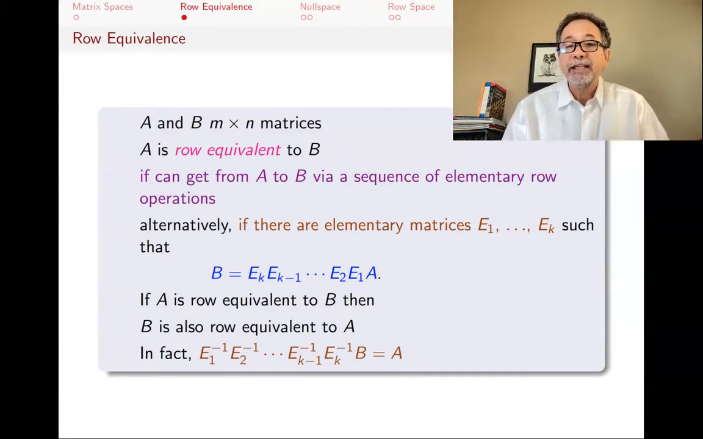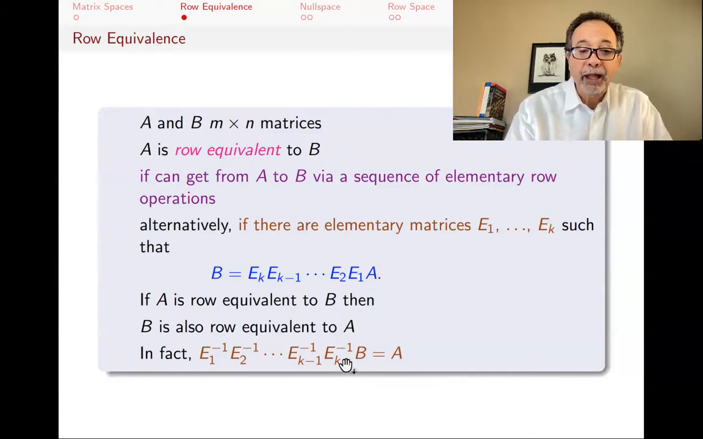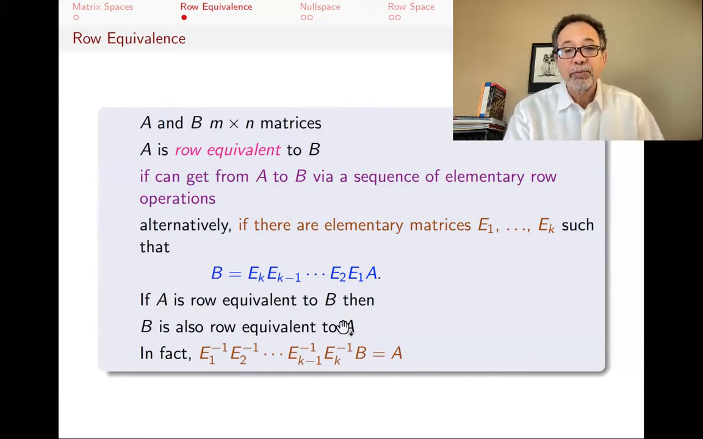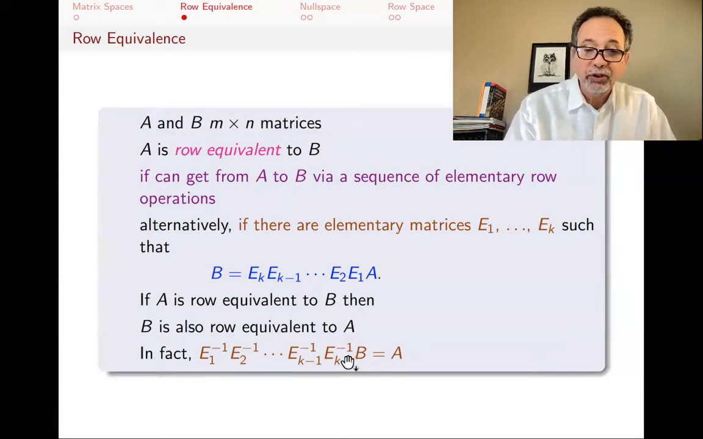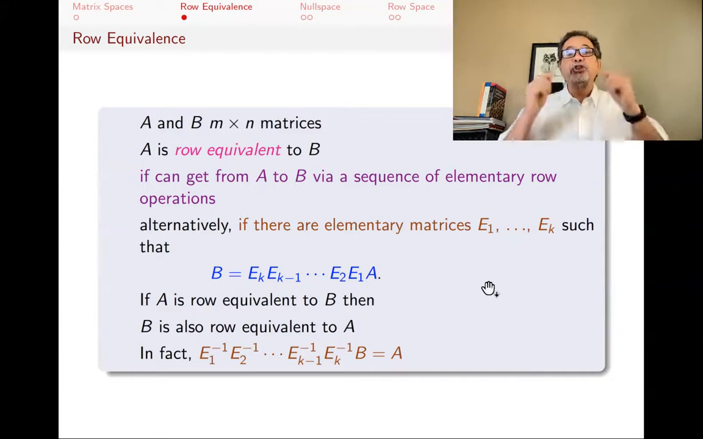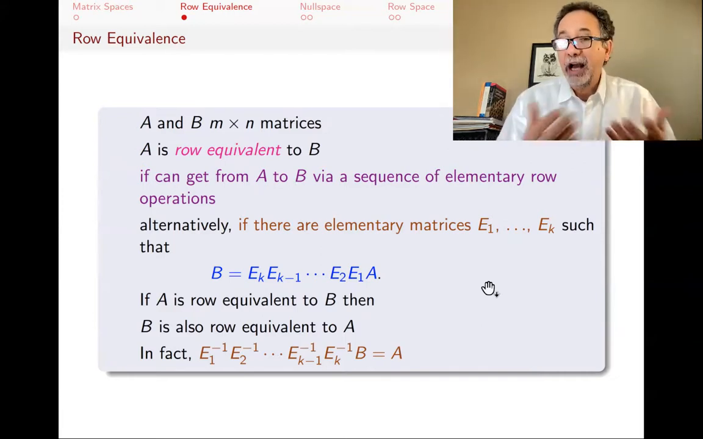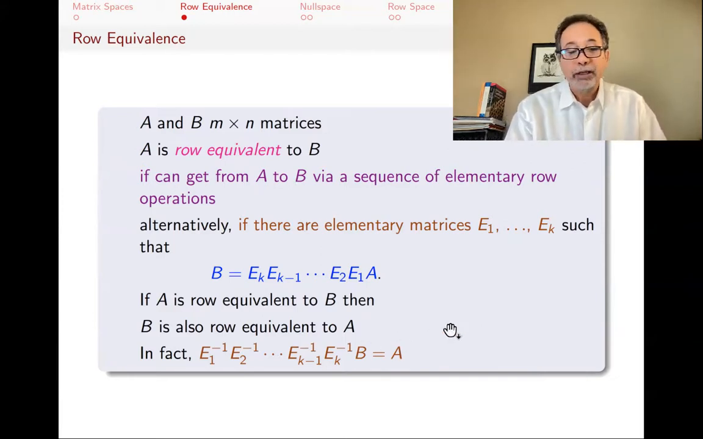Then you multiply by EK minus 1 inverse, EK minus 2 inverse, all the way till E1 inverse, and what you will get is that if you apply these elementary row operations, remember the inverse of an elementary matrix is an elementary matrix, then you get A. So you can start with B. And in fact, the undoing of the same row operations in the opposite direction goes from B to A. That's something to be expected. So that's what row equivalent is.